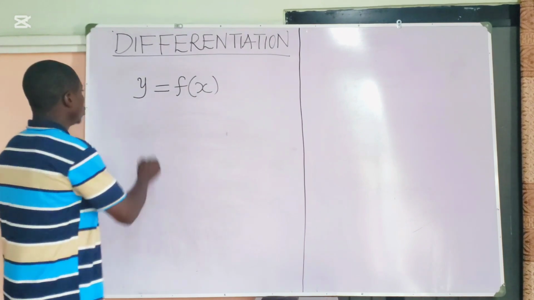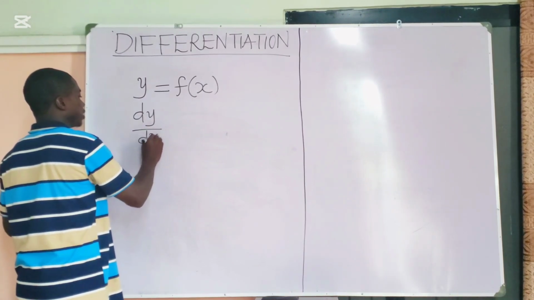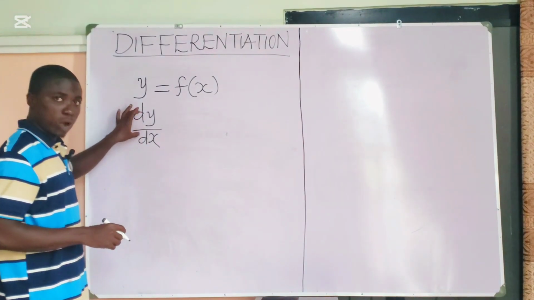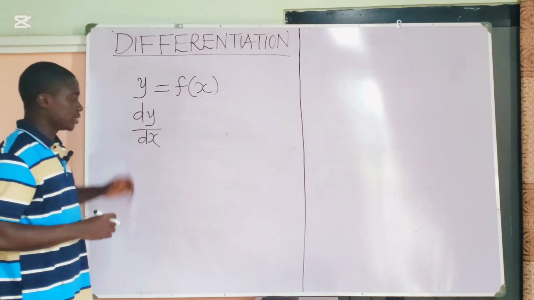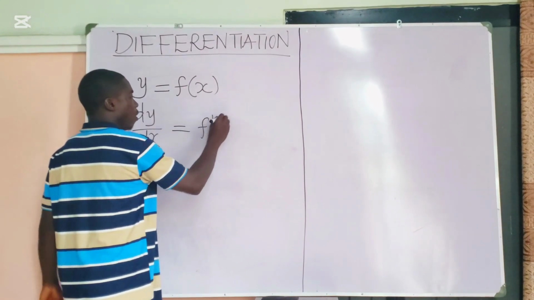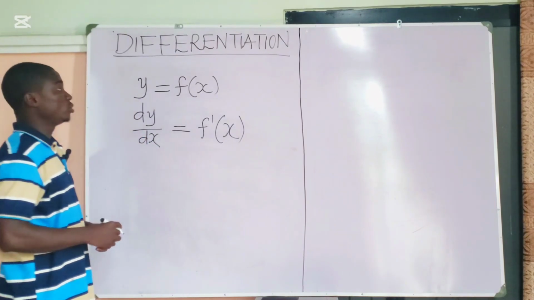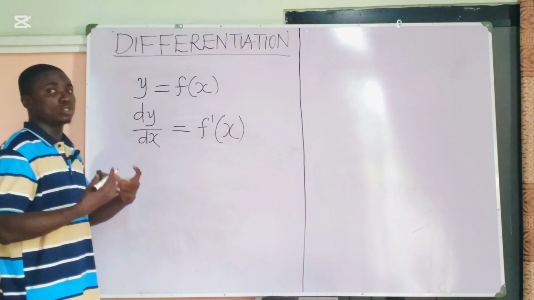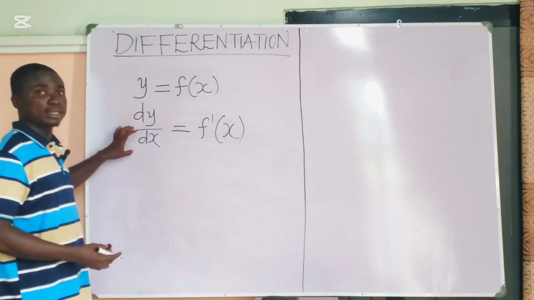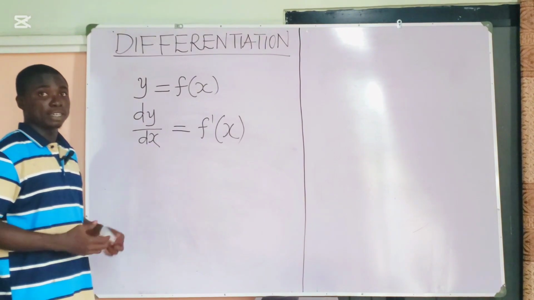Also, in differentiation, if you differentiate y with respect to x, that is dy all over dx. It is the same thing as f prime of x. So whenever you are asked to differentiate y with respect to x, that means you should find dy all over dx. Now, let's look at the methods of differentiation.